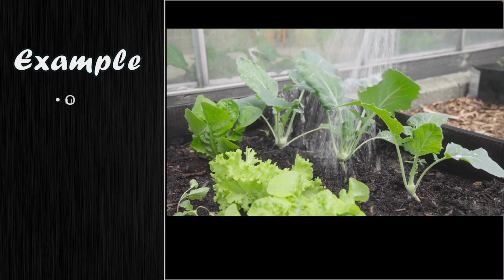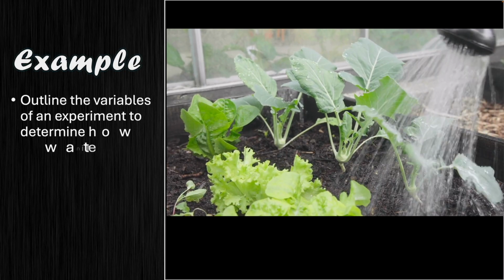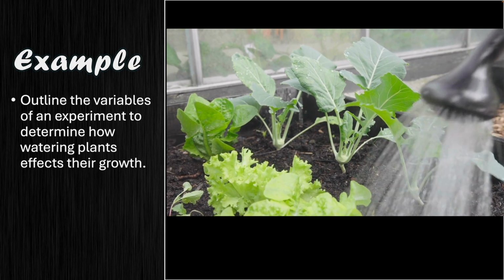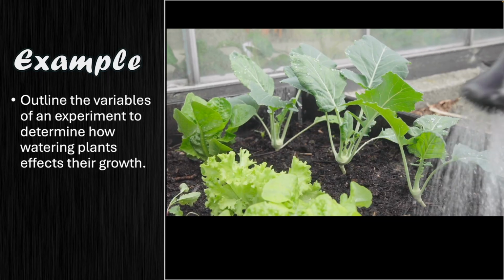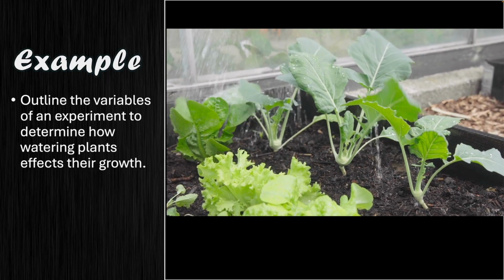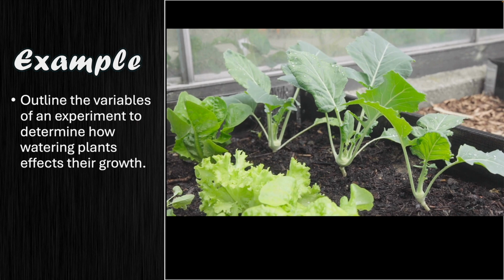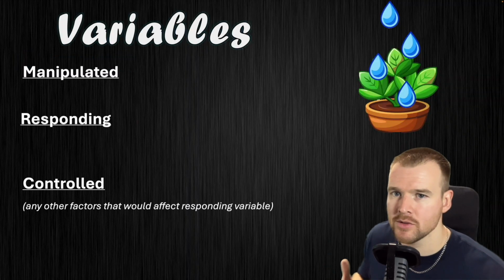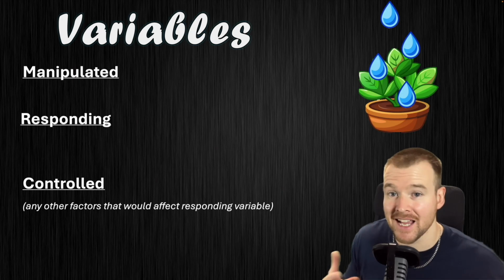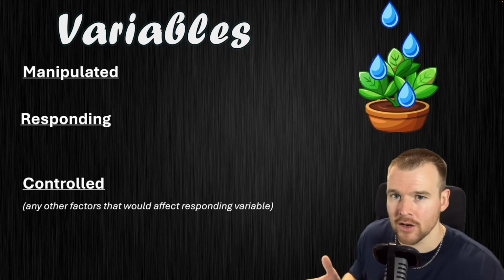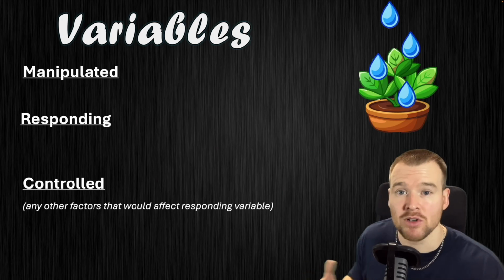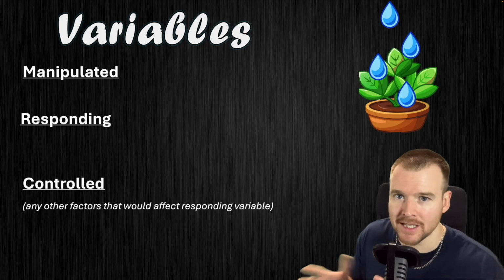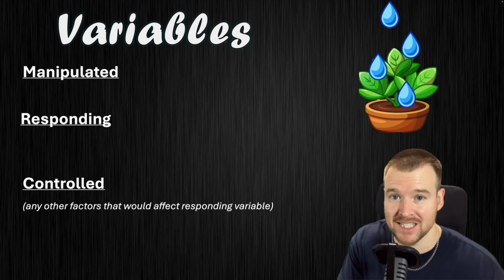Our first example here says, outline the variables of an experiment to determine how watering plants affects their growth, how water is going to affect plant growth. Okay, so we're going to build the experiment just by listing these variables. So how does water affect plant growth? That kind of gives us already the first two variables. Water affecting plant growth. What we're going to be changing is how much water it gets, none, a lot, a little, and then what we're going to be measuring is the growth.